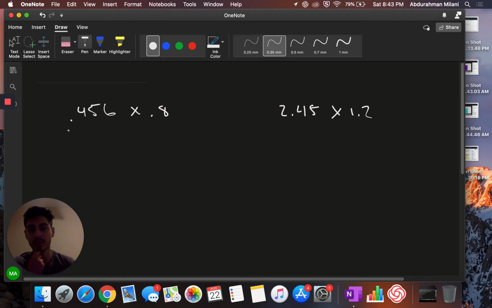So over here we have 0.456 times 0.8. When we're doing decimals, one technique I like to use is to remove the decimals and bring it back once we're done. So let's rewrite this first.